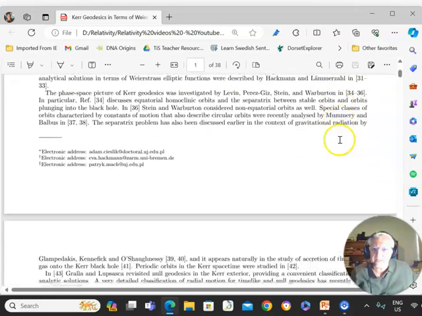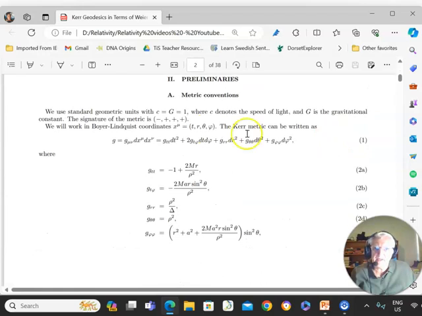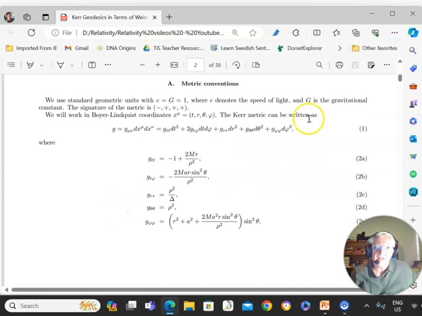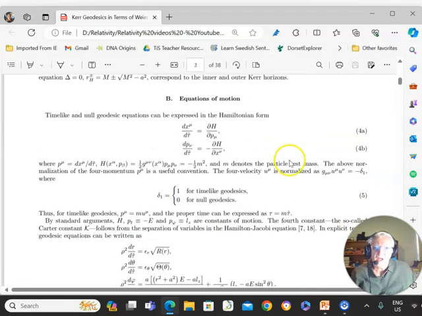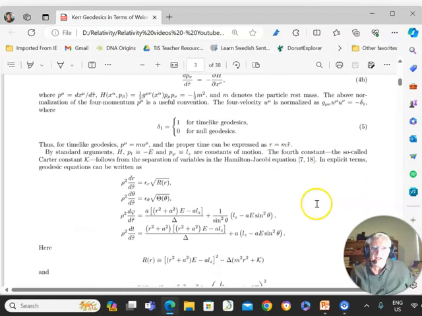Okay, so we come down here, and their metric convention is minus plus plus plus. They set G and c to 1, and so you get these terms here for the metric. Equations of motion, delta is 1 for time-like geodesics, 0 for null geodesics. They're using the Hamilton-Jacobi equations, and there are some relations here, dx/d tau tilde, where tau tilde is defined as proper time over the mass of the particle.